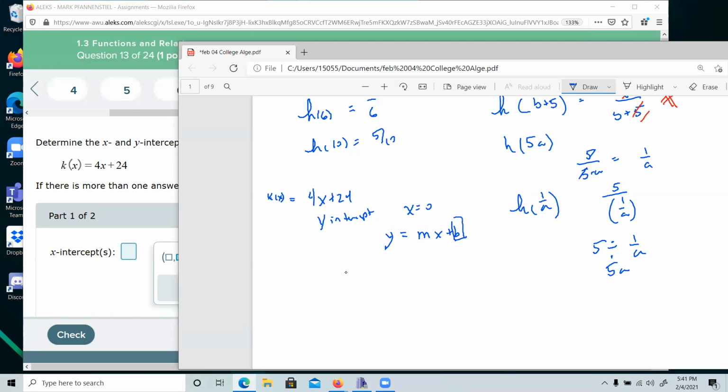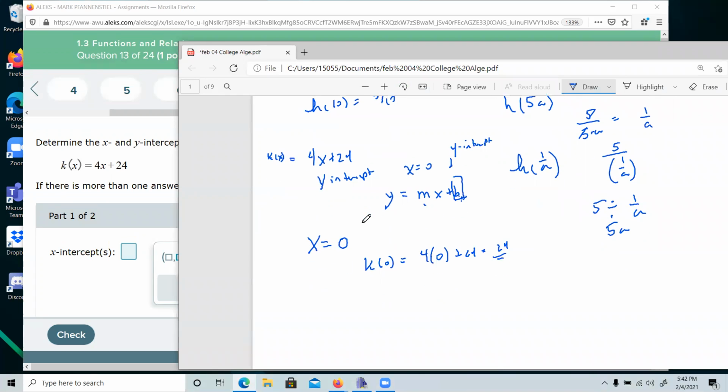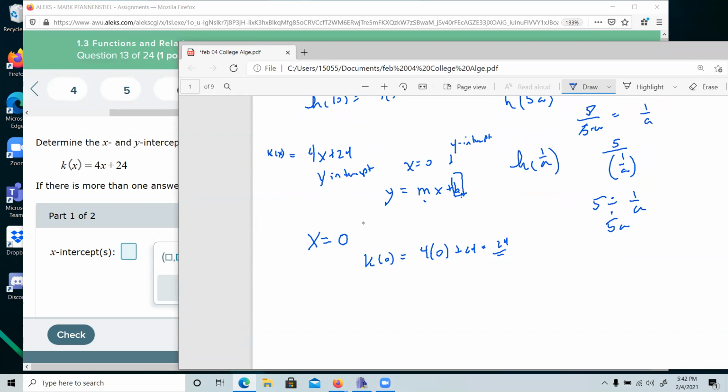They go out of their way to tell you that it's slope-intercept form. So you know the intercept, which one? This is the y-intercept. So always go back to that equation of a line and realize that that is my y-intercept. Why is it the y-intercept? Because we set x equal to 0. So when we're looking for the y-intercept here, we have k of 0, which is 4 times 0 plus 24, which is 24. That's the y-intercept.